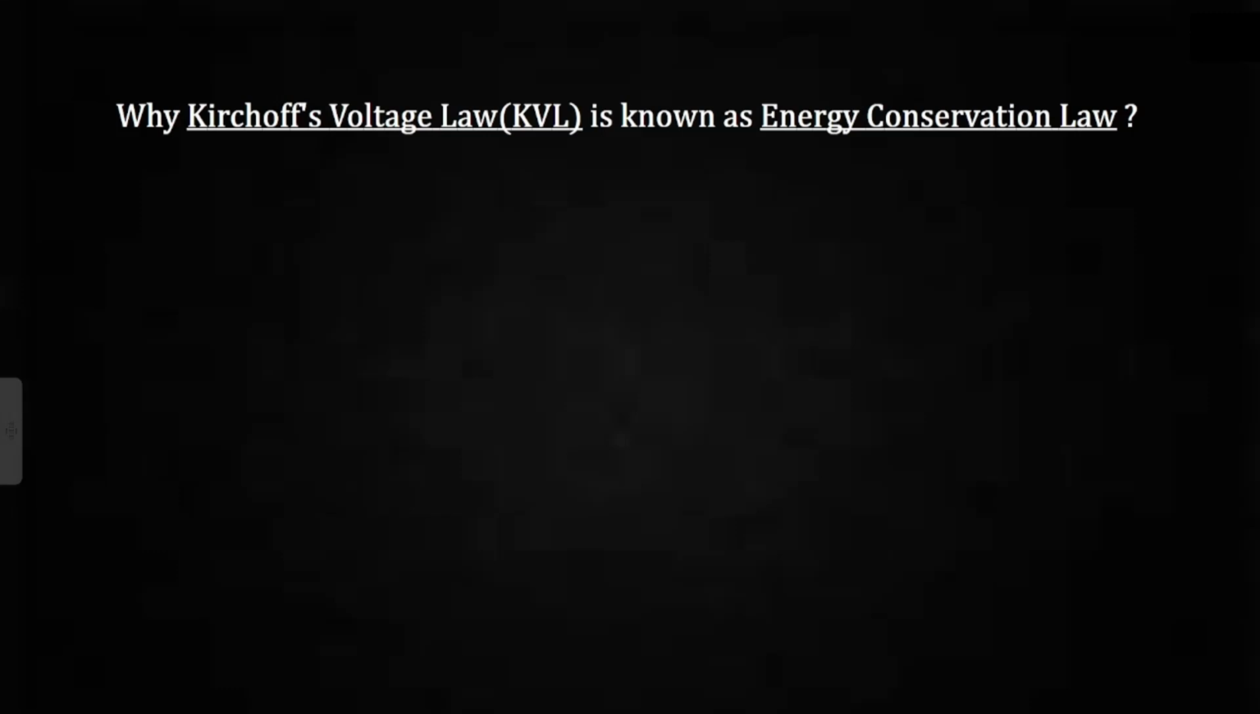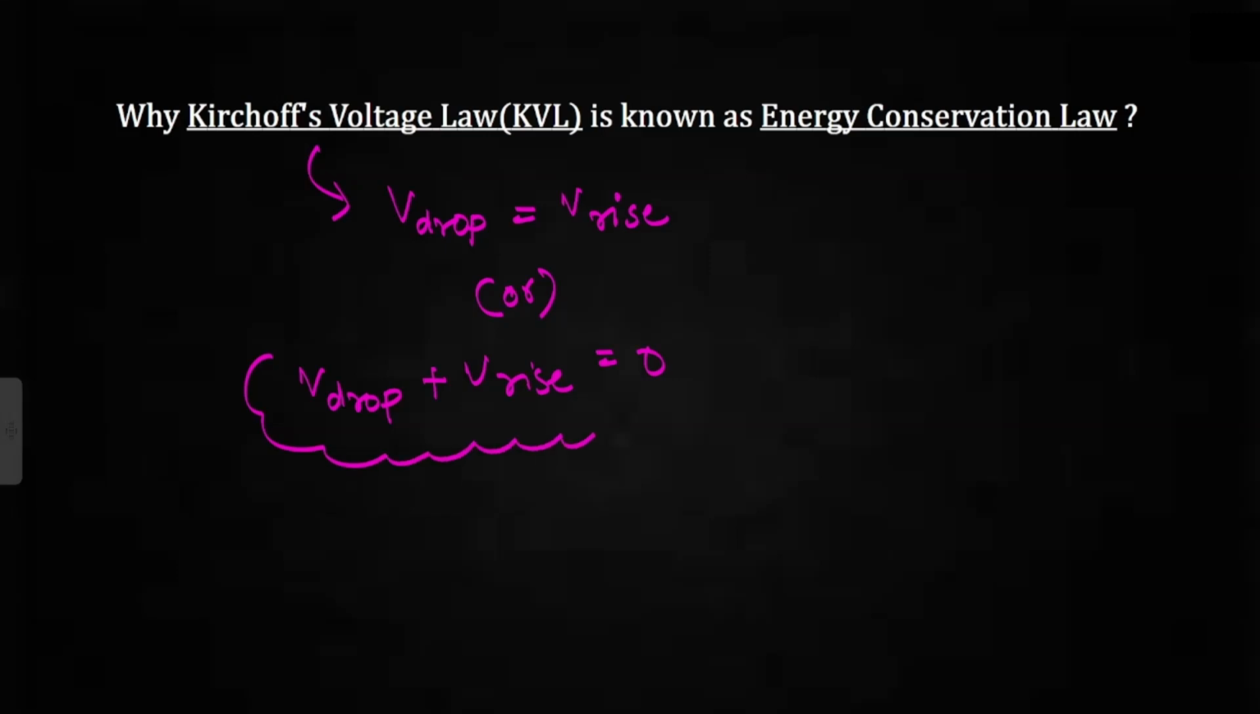So what does Kirchhoff voltage law state? Kirchhoff voltage law, that is KVL, states that voltage drop in a circuit is equal to voltage rise, or simply you can say that V drop plus V rise is equal to 0. So this is what my Kirchhoff voltage law suggests, right?